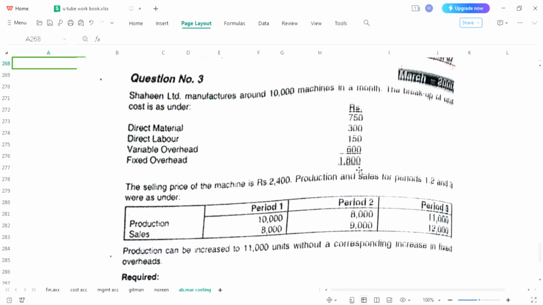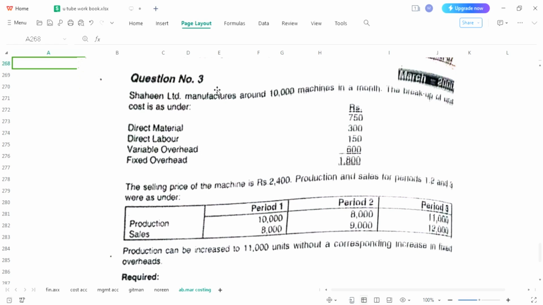Today's target is to solve question number 3, and the chapter which we are related with is absorption and marginal costing. We have already solved 2 questions and the introductory lecture has been completed. You can find these lectures in the same playlist present over here.